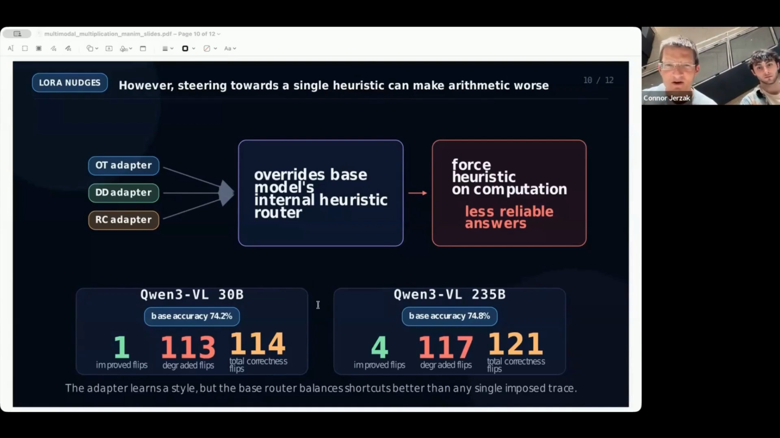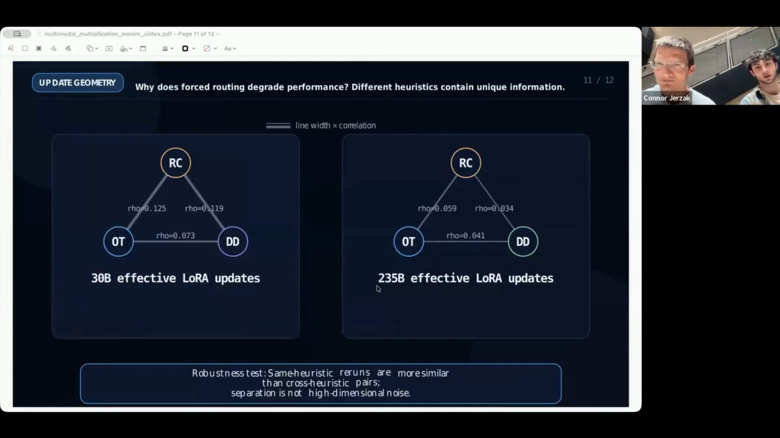The adapters here change behavior, but almost always hurting correctness. So the lesson here is not that strategies don't matter, it's that the model's base router seems to actually perform better than any single imposed heuristic. The LoRA updates for OT, DD, and RC move in nearly orthogonal directions. The cross-heuristic cosine similarities are small, about 0.07 to 0.12 for 30B and about 0.03 to 0.06 for 235B. And same heuristic reruns are more similar than the cross-heuristic pairs. So strategy separation looks robust here. Forcing one route disrupts the learned router.